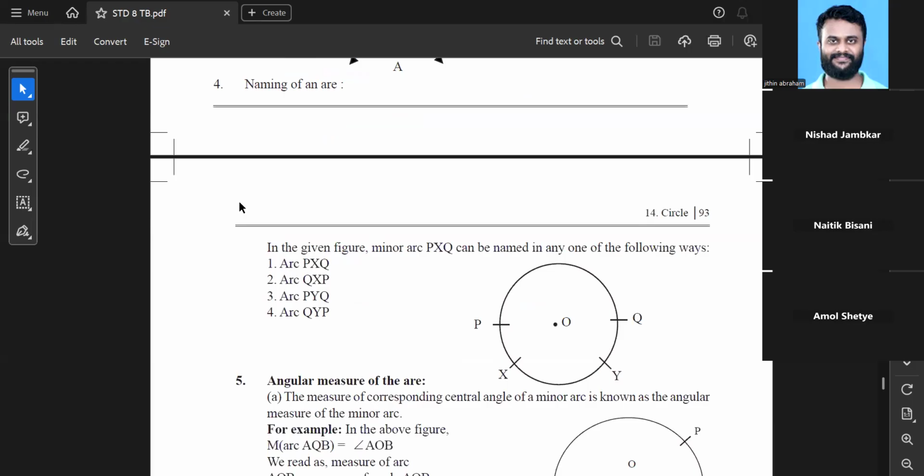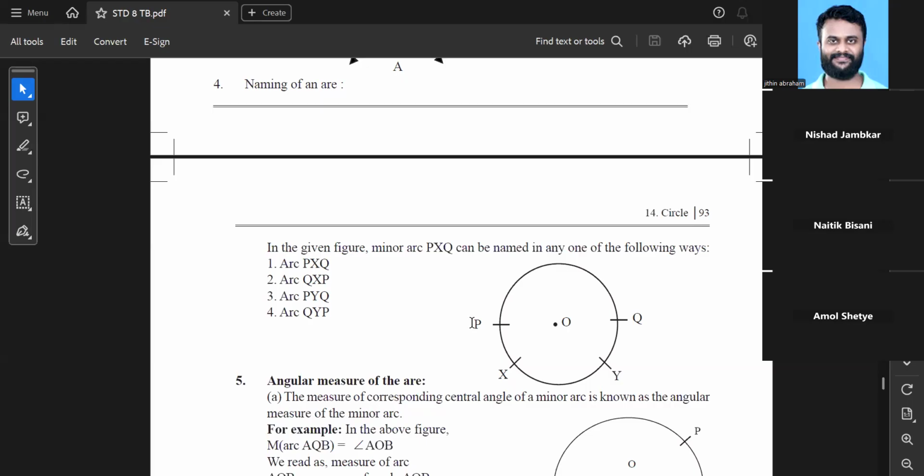Now, in the given figure, minor arc PXQ can be named in any one of the following ways. You can call this particular arc as arc PXQ, or arc QXP, or PYQ, or QYP. So in any particular direction, it can be called. There is no compulsion of left to right.